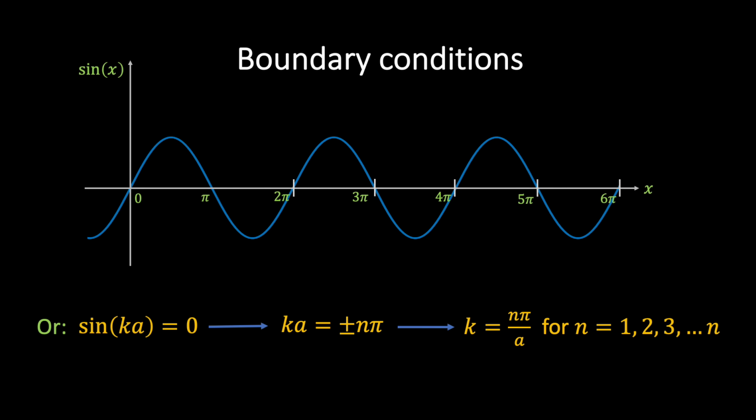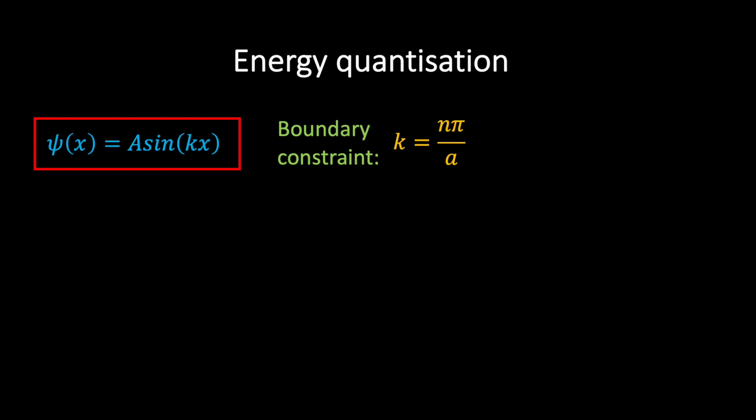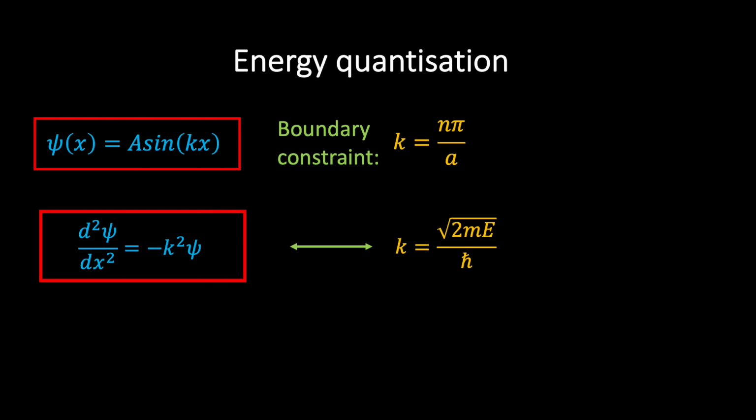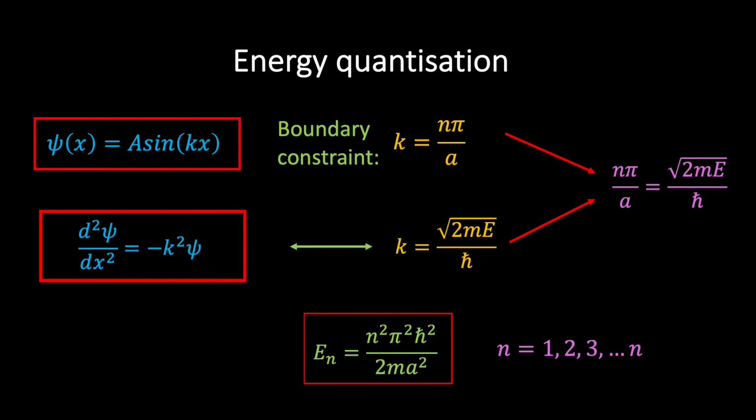Also, note that we should not have included n equals 0, because that would again imply that psi of x equals 0 for all values of x. So, armed with this boundary constraint on k, we can then combine this with the fact that k equals the square root of 2mE over h bar to write n pi over a equals the square root of 2mE over h bar. And if we rearrange this for the energy E, we find the following expression. So what exactly is this telling us?